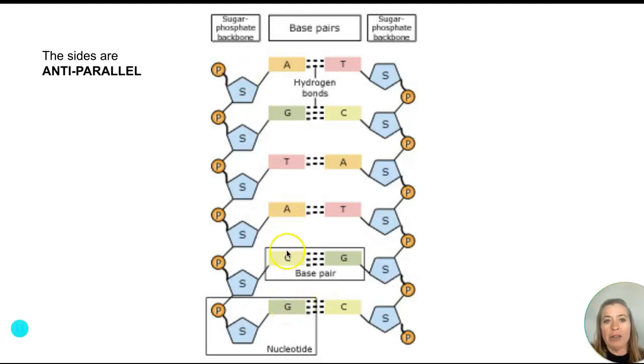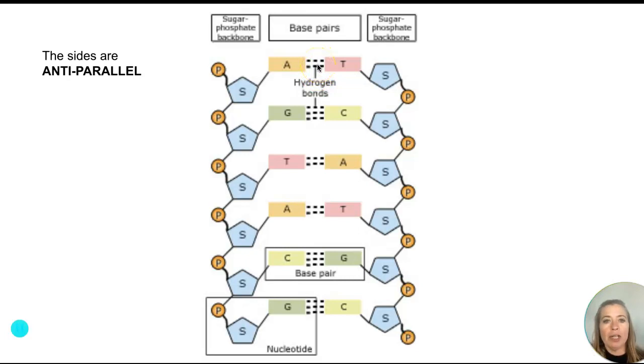So you can see here the code is AGTACG. Here it's CGTACT. So they are not exactly alike, the two sides of the ladder, but they complement each other. You can see adenine is pairing with thymine, as per, and the hydrogen bonds are holding those together.